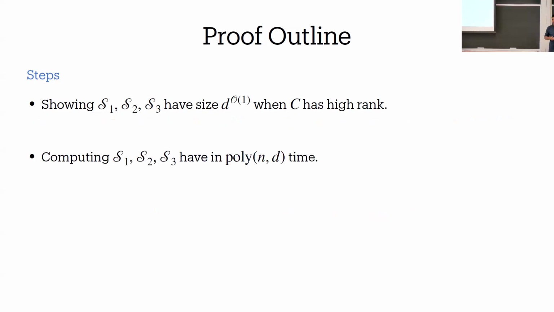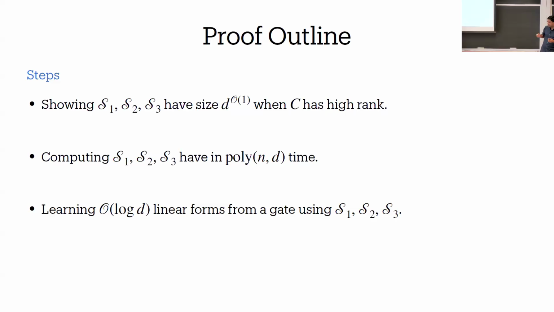In the next step, we show that not only are these small in size, but we can compute these sets in polynomial time. The third step is analysis. We discussed how we can find linear forms from S3, but when we add these maximality conditions, we lose some of the spaces we might have required to learn linear forms.